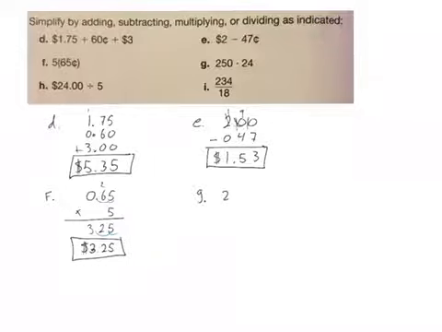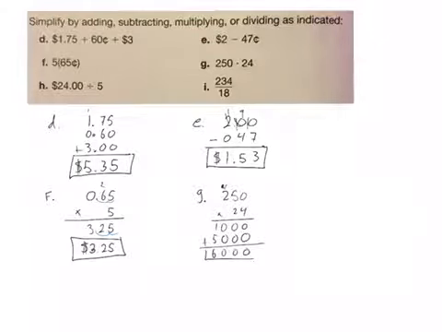G, 250 times 24. 4 times 0 is 0. 4 times 5 is 20. 4 times 2 is 8. Plus 2 more is going to give me 10. 0 to hold the place value. 2 times 0 is 0. 2 times 5 is 10. 0, carry the 1. 2 times 2 is 4, plus 1 more is 5. Add those up. 0, 0, 0, 6. You have to come over here.